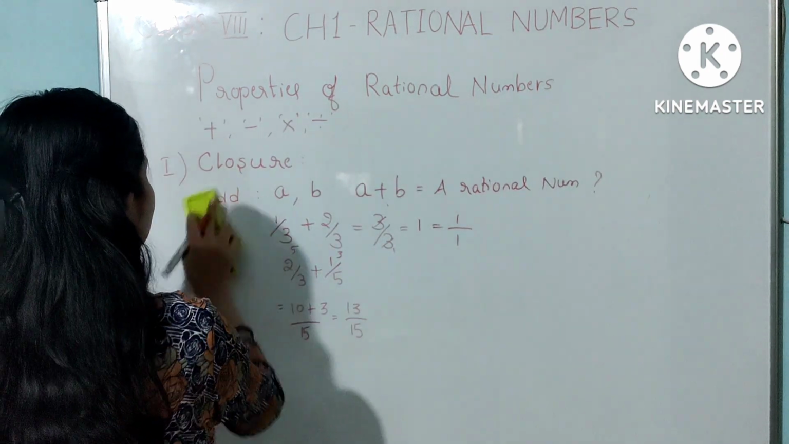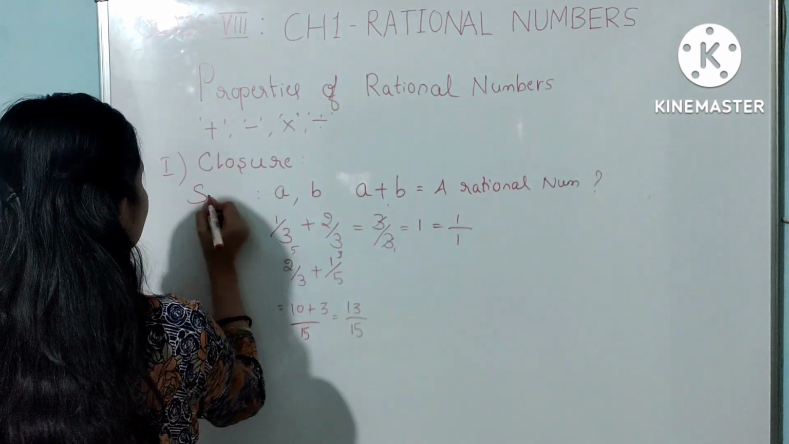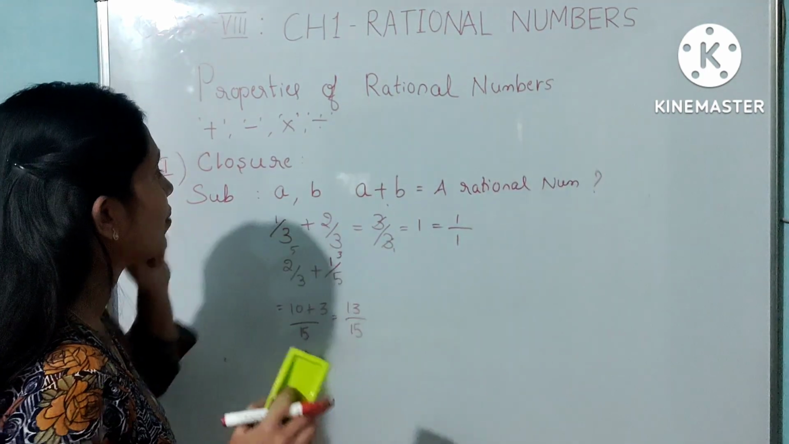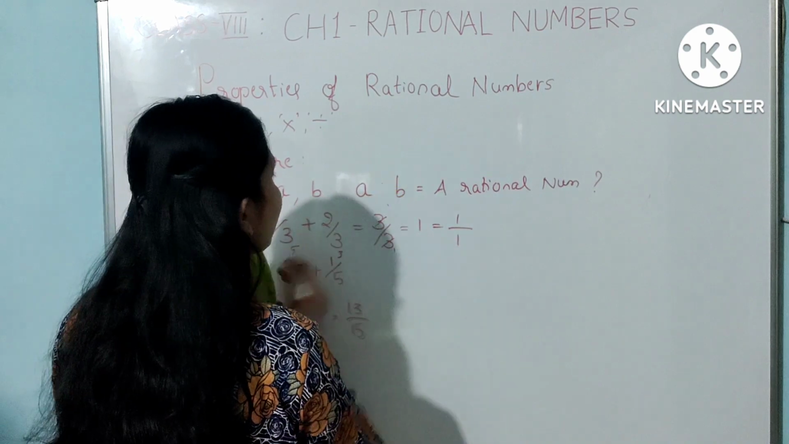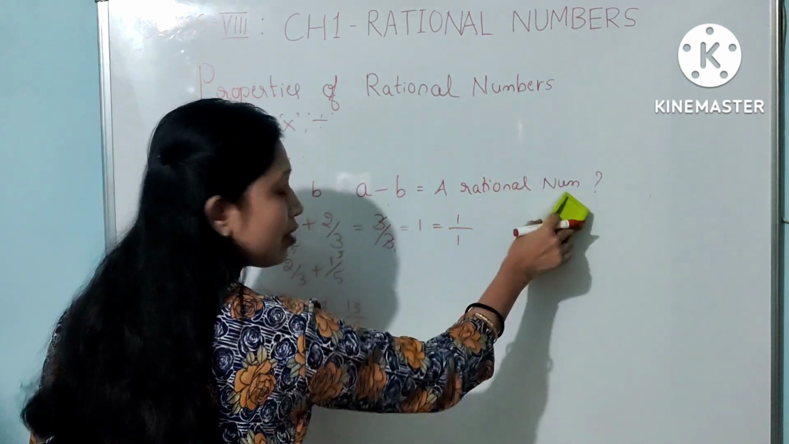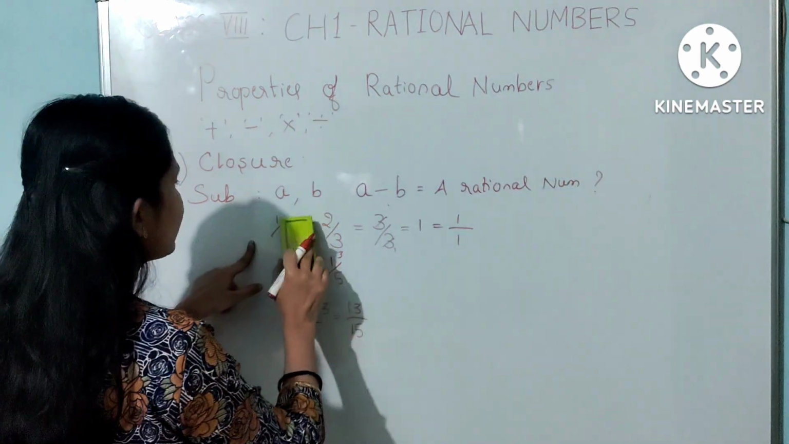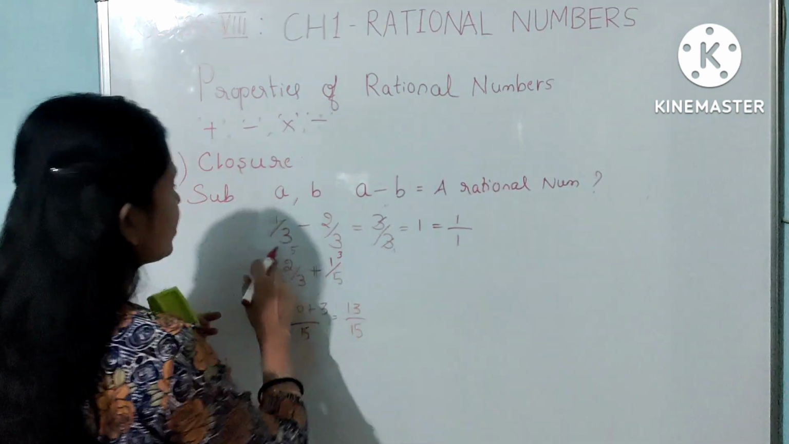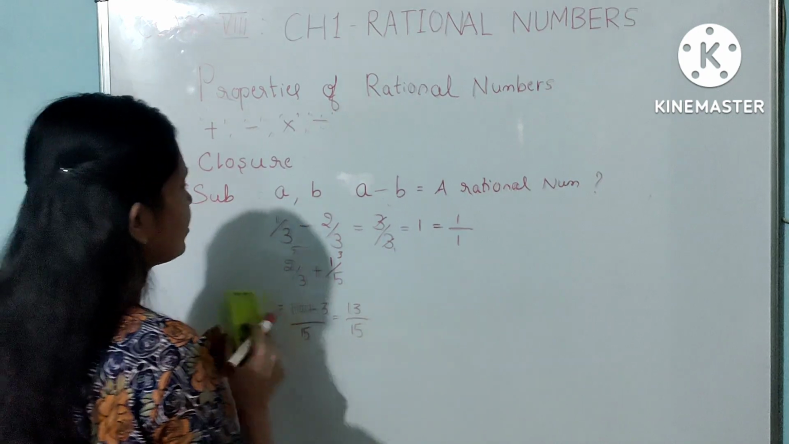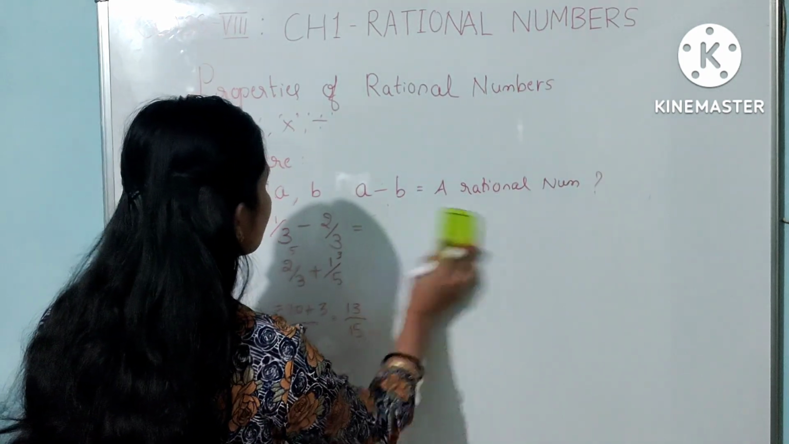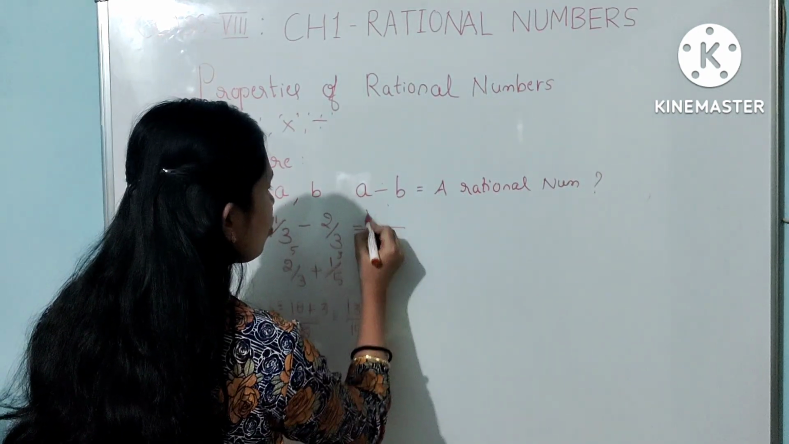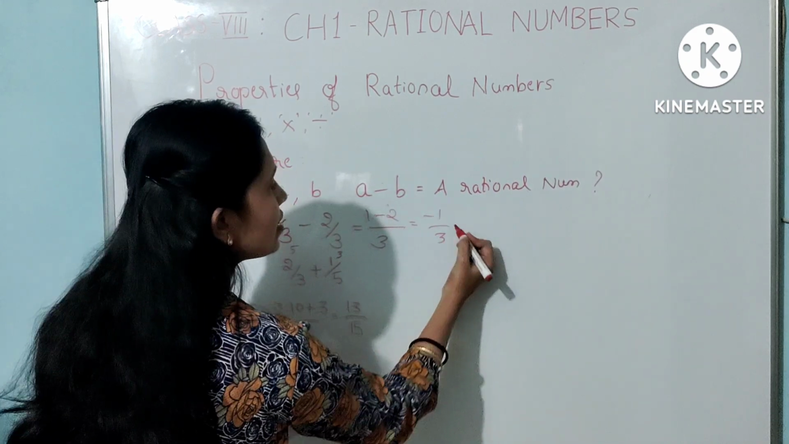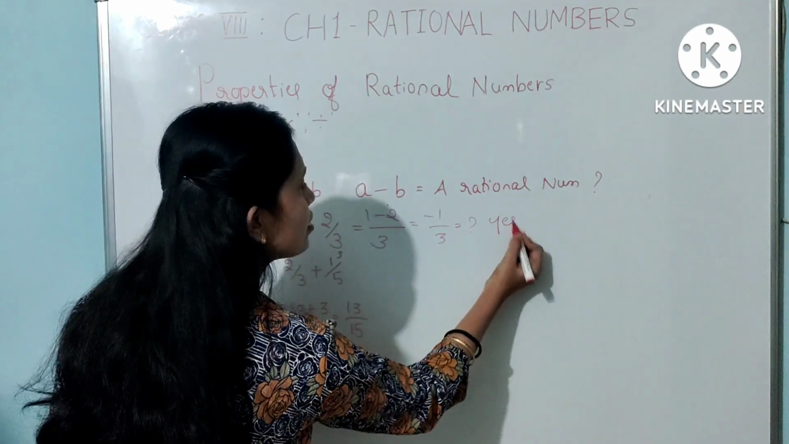With respect to subtraction, for a given two rational numbers a, b, is a minus b a rational number or not? Let us understand in this way. I am taking the same example: 1/3 minus 2/3. The answer is minus 1/3. Is minus 1/3 a rational number? Yes.